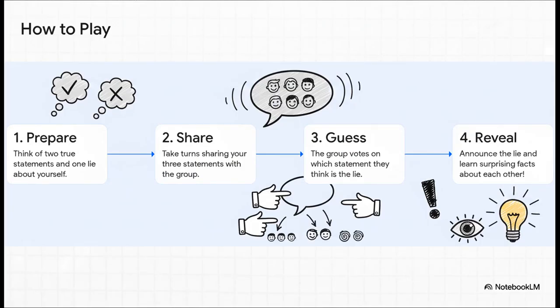And the flow couldn't be easier. First, everyone gets a minute to cook up their 3 statements. Then you go around the circle sharing your 3. After you're done, the group guesses which one is the lie. And then you have the big reveal. You tell them the lie, and you always get that amazing reaction, like, "No way, I totally thought that one was the lie." That little moment of surprise, that's where the magic happens.